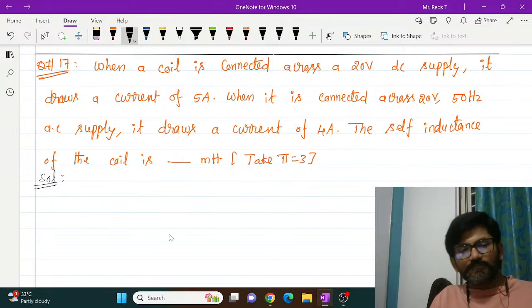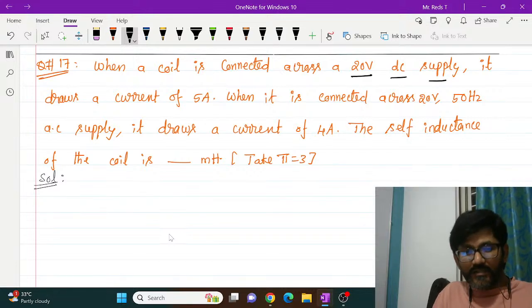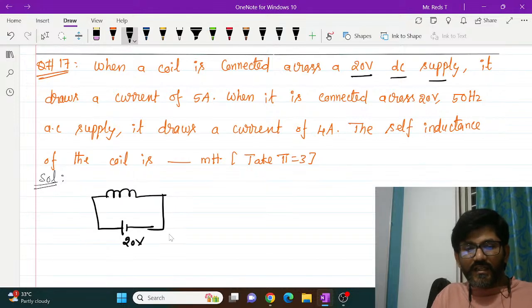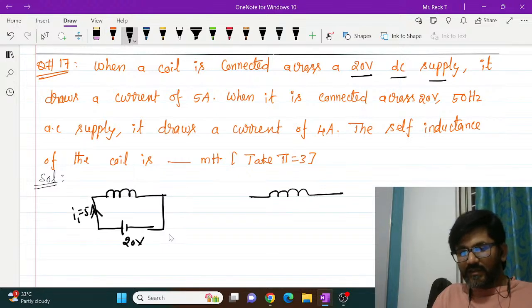So the next question is, when a coil is connected across a 20 volt DC supply, coil means inductor, I have to take it as inductor. When a coil is connected across 20 volt DC supply, it draws a current of 5 ampere. You can say first case I1 is equal to 5 ampere. When it is connected across 20 volt 50 hertz AC supply, the same coil is connected to an AC supply having 20 volt and 50 hertz.